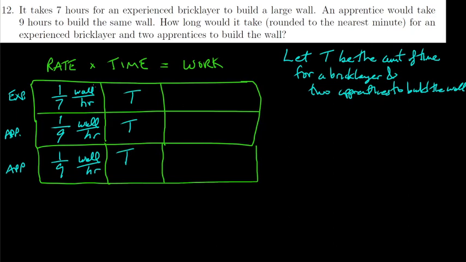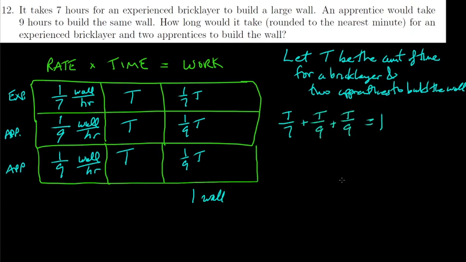So when we multiply, we get 1/7 times T. That's the amount of work the experienced bricklayer does. And 1/9 times T for the apprentice, and 1/9 times T for the other apprentice. When you put them all together, you add them all up, they're building one side of the house, one wall. So you're just adding all these up. This is T over 7 plus T over 9 plus T over 9 equals 1. So that's the equation we have to solve.